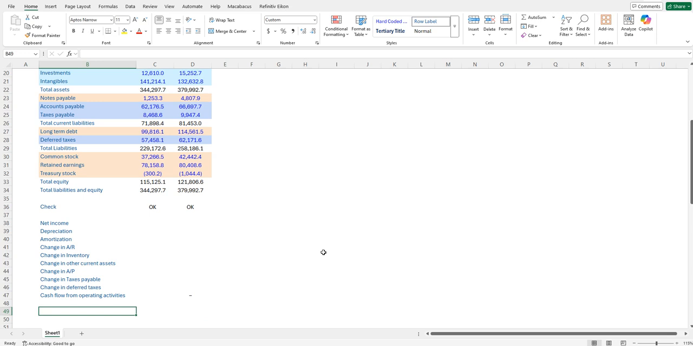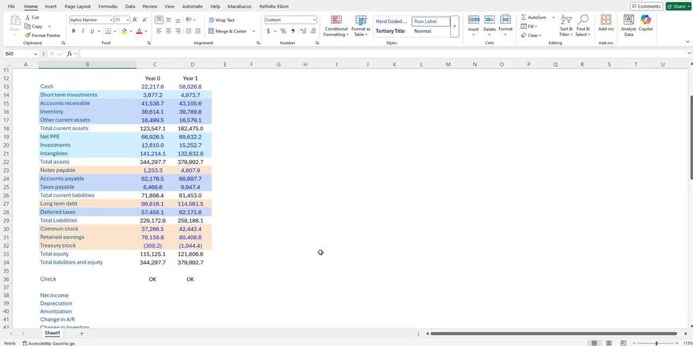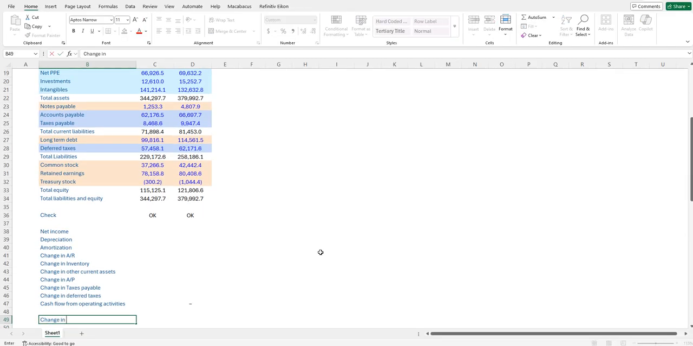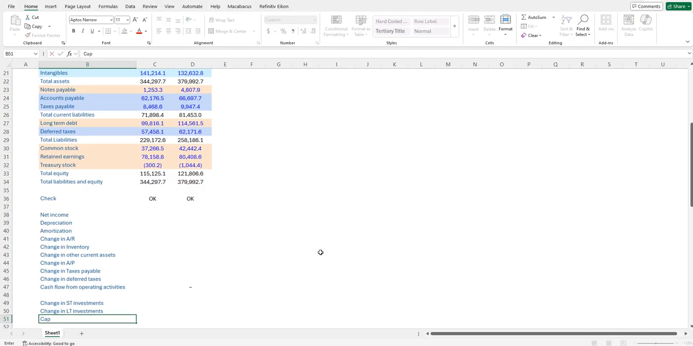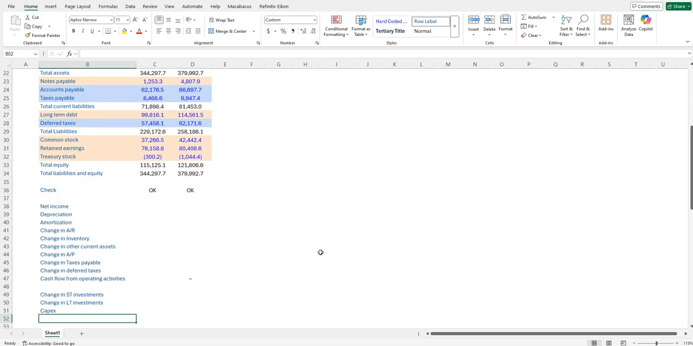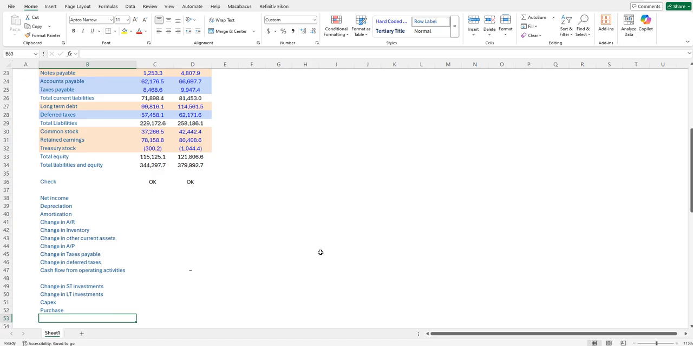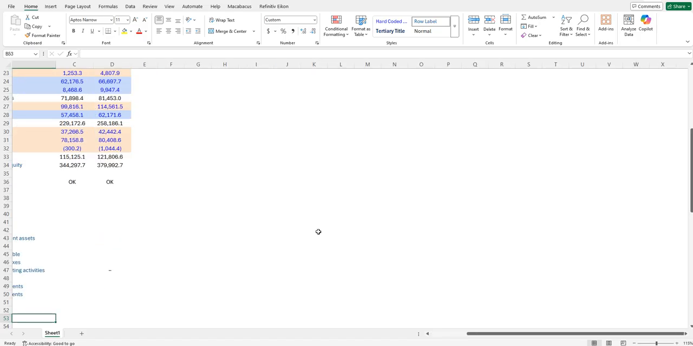Okay, now we jump onto the investing activities. I would say that's the change in short-term investments, right? And then the change in long-term investment. And then we also have capex, capital expenditure, purchase. I would say the purchase is zero, but for this presentation I will just show you the calculation, and it's the same calculation method for the capex, right? I will show you later.